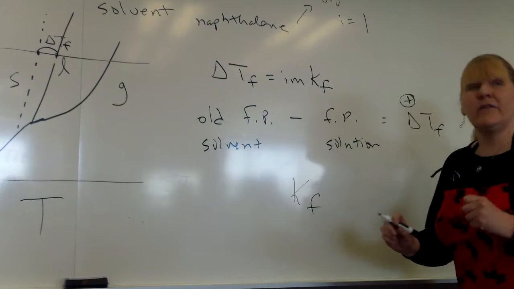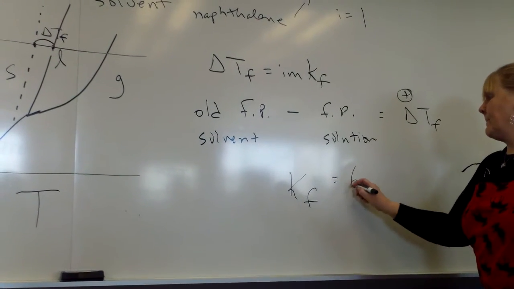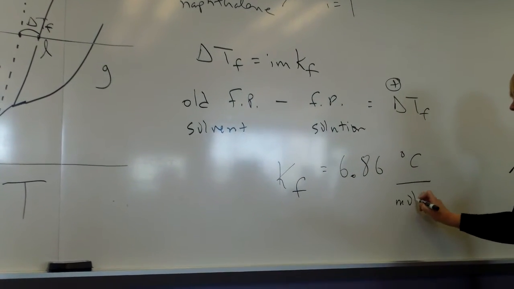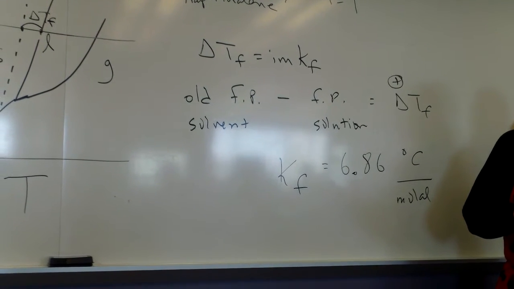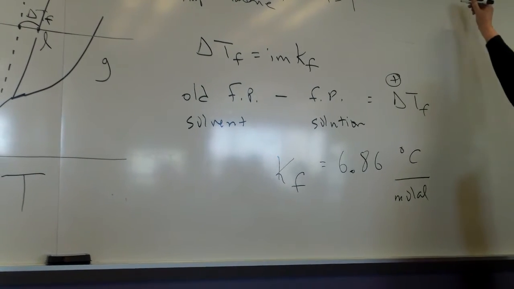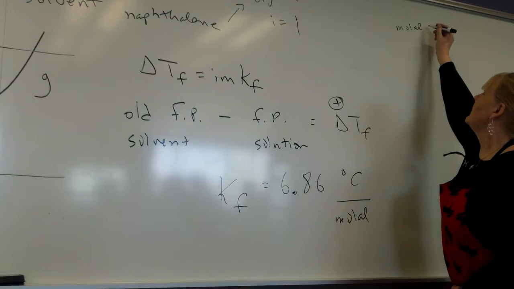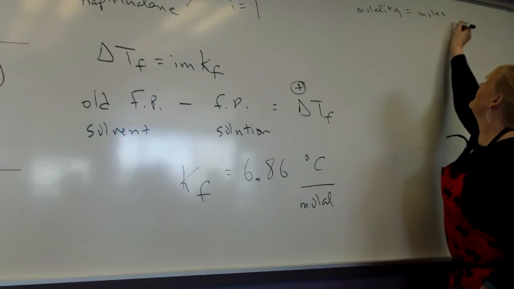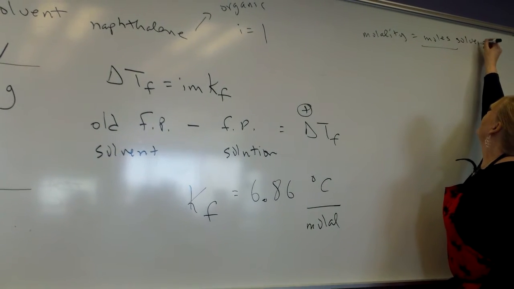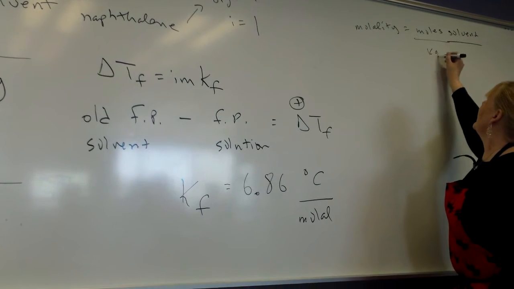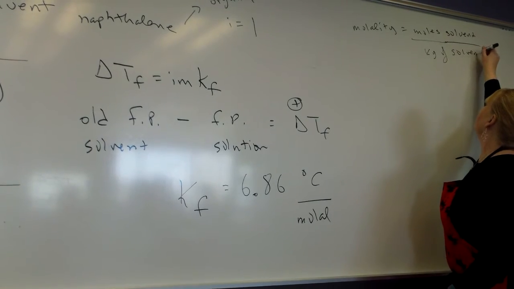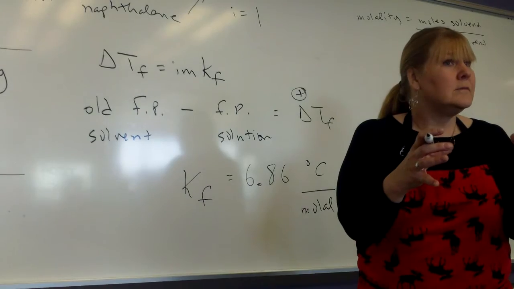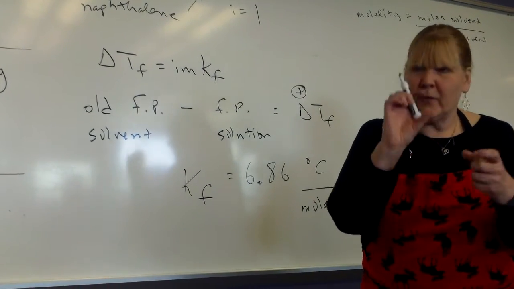What is K sub F for naphthalene? 6.8 degrees C per molal. Good. And what is molal? What is molality? Moles of solute per kilograms of solvent. Clearly we are not going to use 1 kilogram of naphthalene because that's a lot, right? Yes. Thank you, we use a little bit.